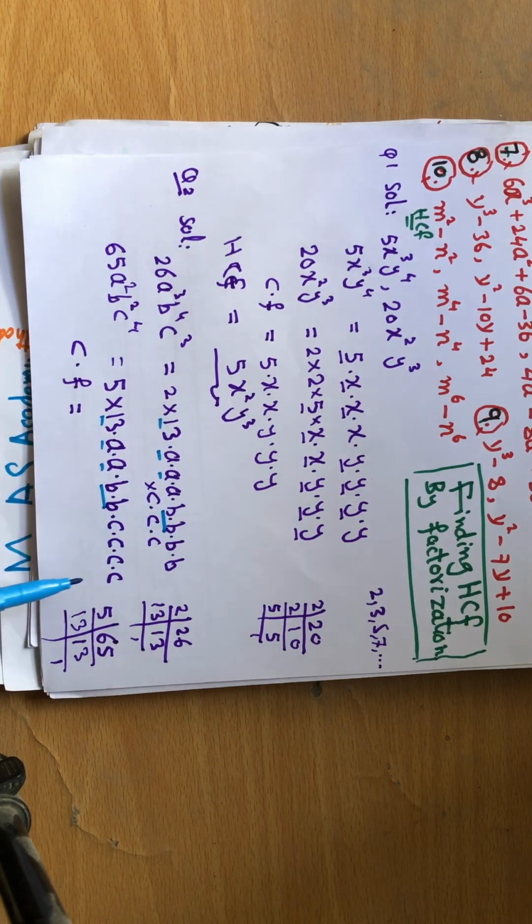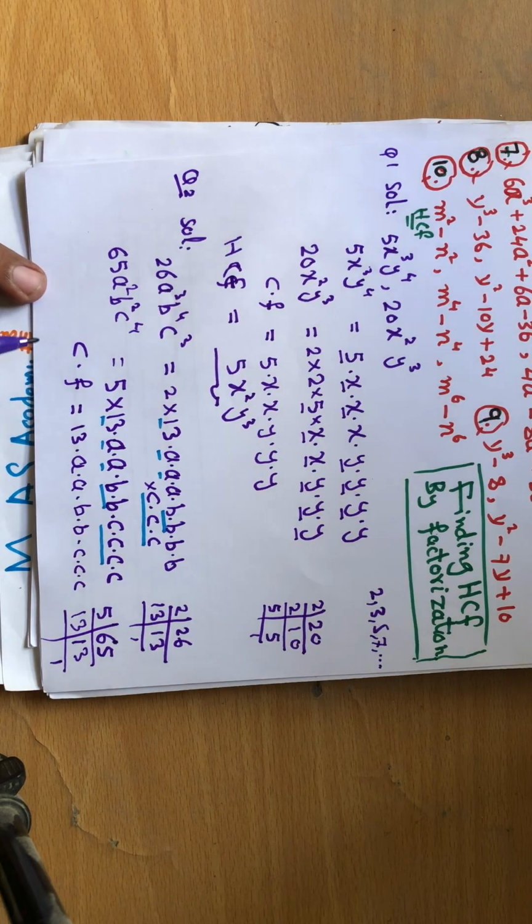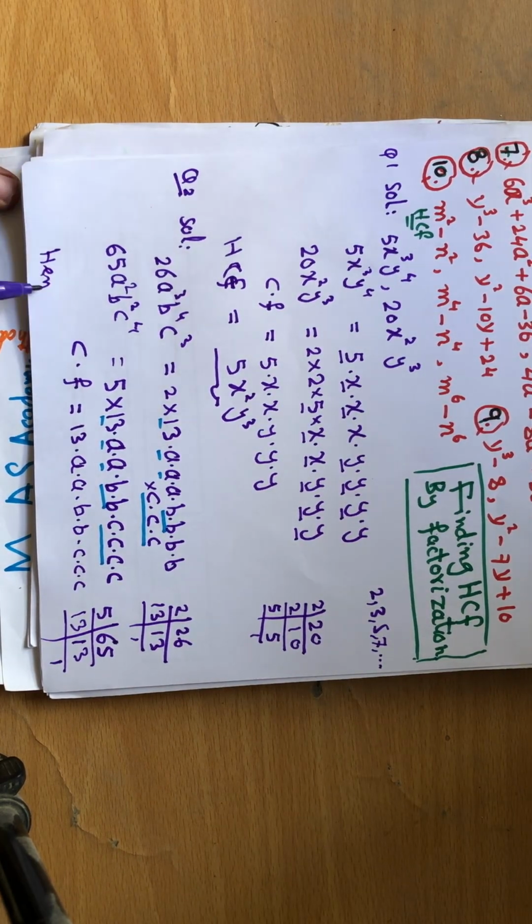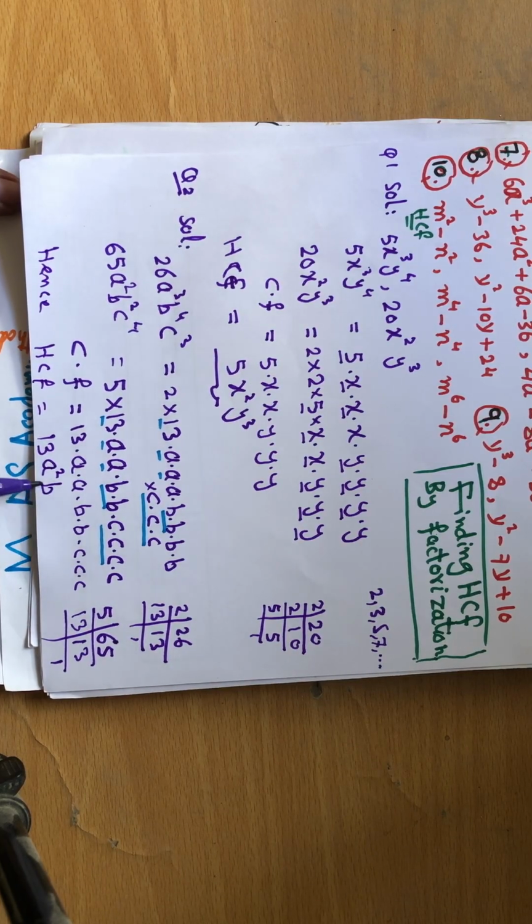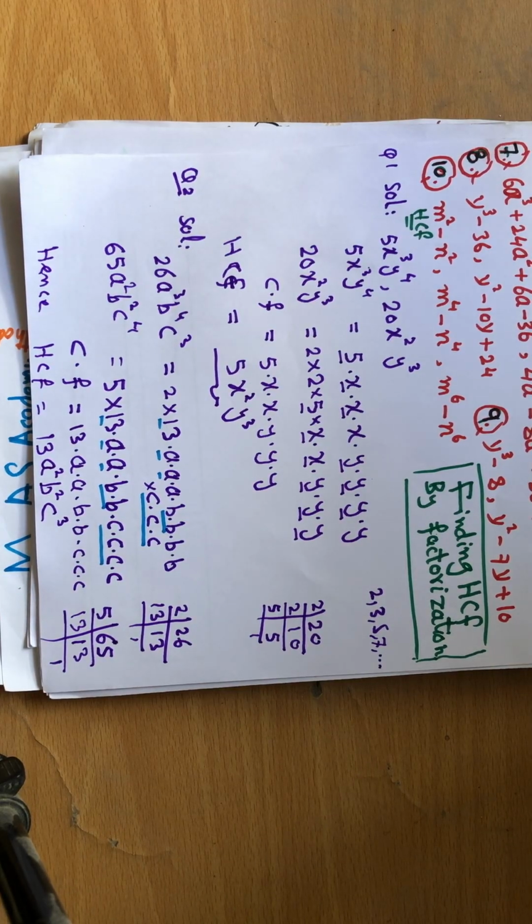Number 13 is common, and a is coming 2 times common, and b downside also b 2 times, b is common, c is 3 times common. Finally we will multiply these, so this becomes the HCF, highest common factor: 13 a multiplied by a square, b multiplied by b square, and c thrice, it means c power 3. This question is also over likewise.